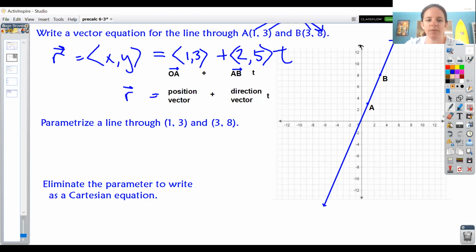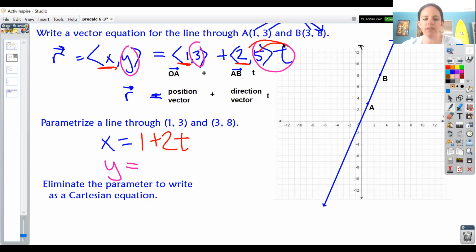And then the cool thing about that is now I can parameterize a line through those same 2 points by taking the vector equation and extracting the x component and then the y component to write it as 2 separate equations. So x equals, just read off the x components here. Both of these are obviously times t if I distribute that. So I get x equals 1 plus 2t. And then do the same thing for y. I would get y equals 3 plus 5t. And that would be my parametrization of the line that would go through points A and B.